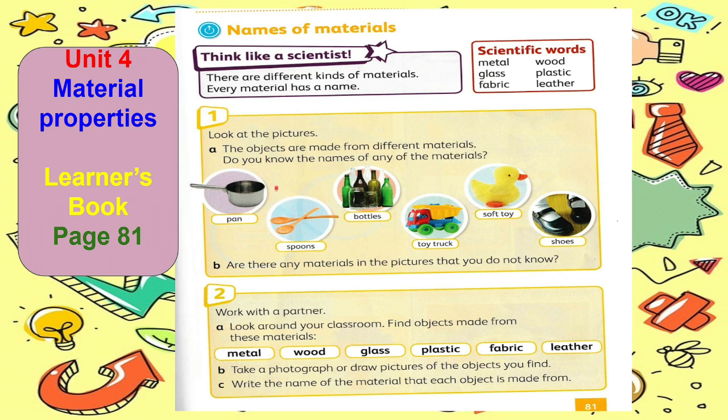This pan is made from a metal material. Spoons are made from wood material. These bottles are made from glass material. What about the toy truck? Yeah, it is made from plastic. And this soft toy has a fabric material. We are using the word soft to describe the fabric. And what about this pair of shoes? It is leather material. Are there any materials in the pictures that you do not know?